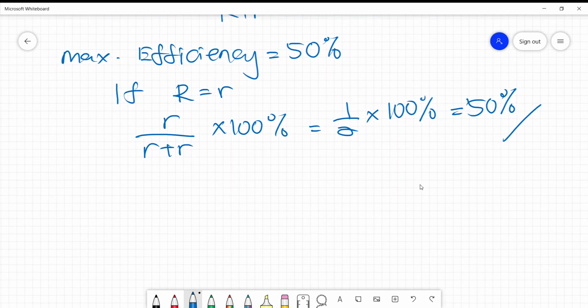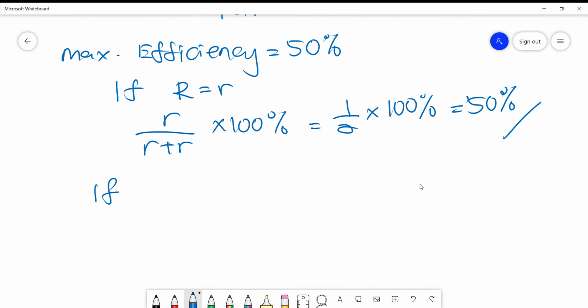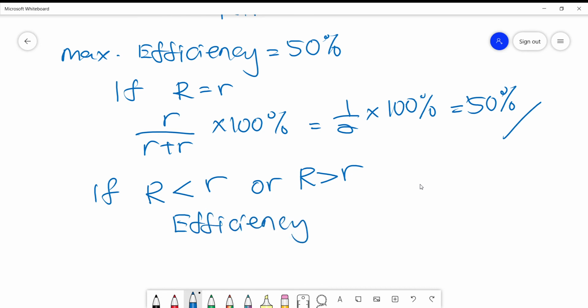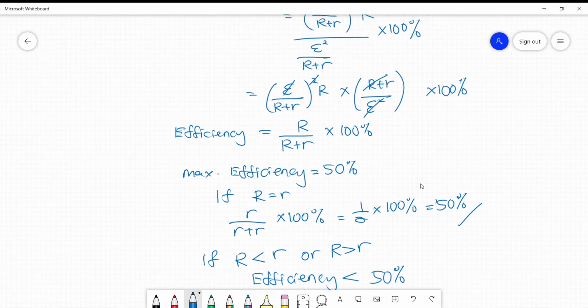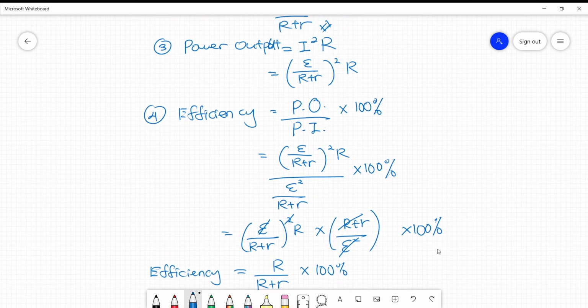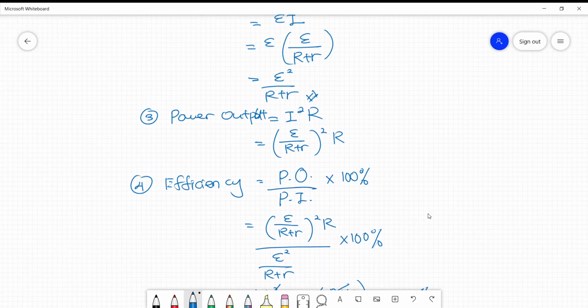Okay, so if the external resistance is less than the internal resistance, or the external resistance is greater than the internal resistance, the efficiency is less than 50%. So that is what happens. Okay, so we have done the power loss and finally the efficiency.